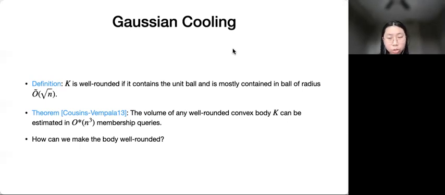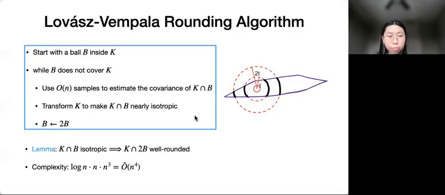This result shows that if there is a fast algorithm to make a general convex set well-rounded, we will have a fast volume algorithm by combining the fast rounding algorithm with this fast volume algorithm.